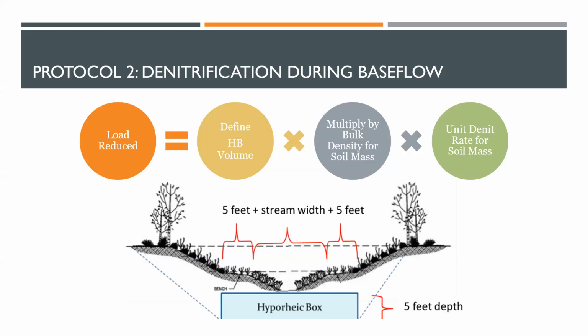So you have your volume, you multiply it by the bulk density of the soil within that box, and then you multiply it by a unit denitrification rate. And so that denitrification rate by your soil volume is how you get to your total nitrogen reduced from protocol 2.